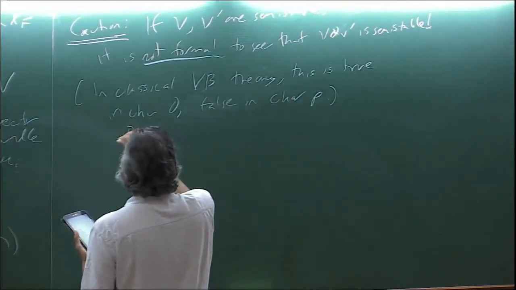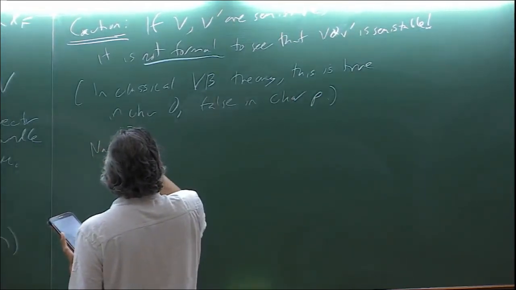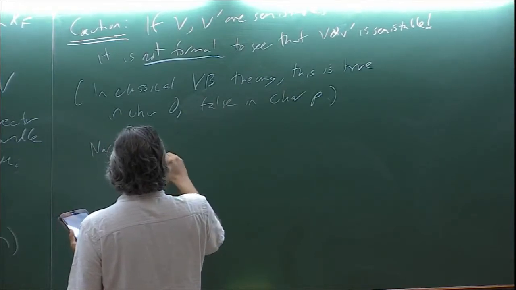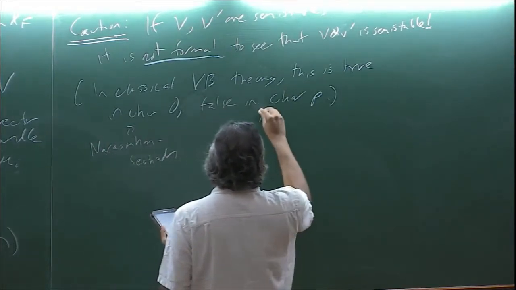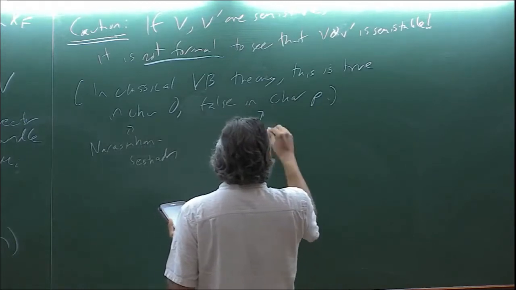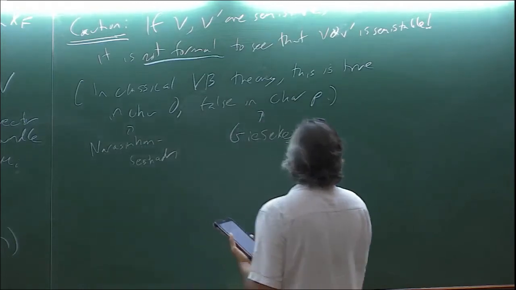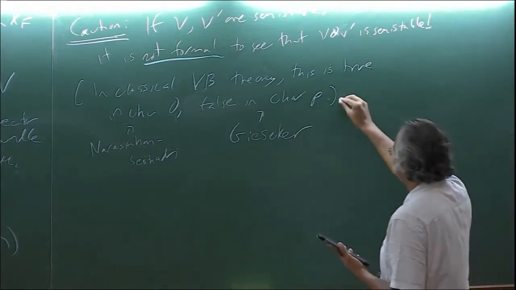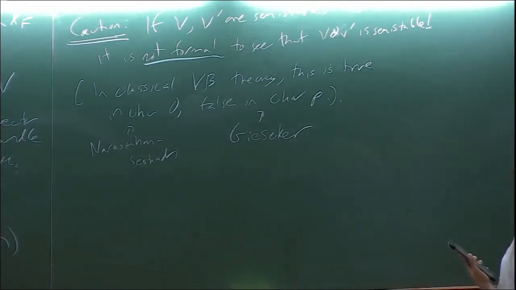So the truth of this in characteristic 0 follows from a theorem that I'm going to mention later by Narasimhan and Seshadri, because we have an analog of that. And the failure in characteristic P is due to Gieseker. And it was, I think, quite disorienting at the time. Now we're kind of used to it, but I think this was.